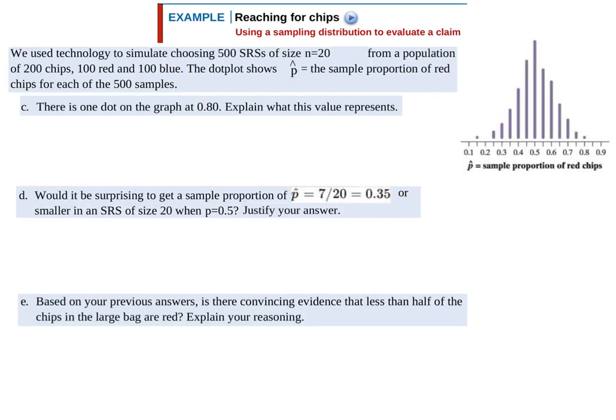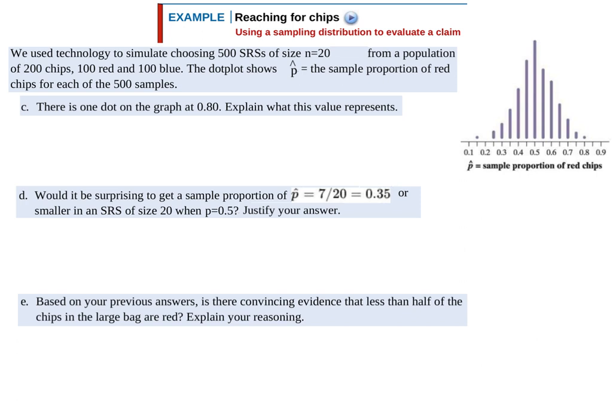So the second part to this problem says that we use technology to simulate choosing 500 SRSs of size n equals 20, the same as that student, the number of chips they pulled out of the bag, from a population of 200 chips, 100 red and 100 blue, for example. So the dot plot over here shows a p hat, or a sample proportion of red chips for each of the 500 samples, because we chose 500 SRSs.